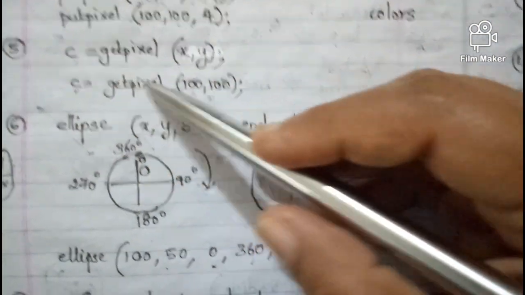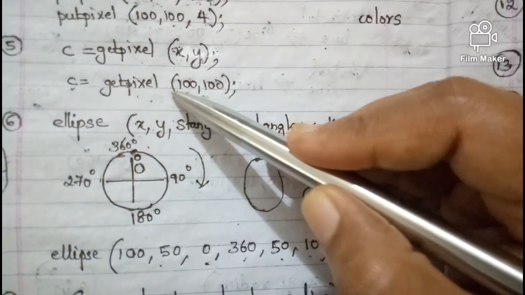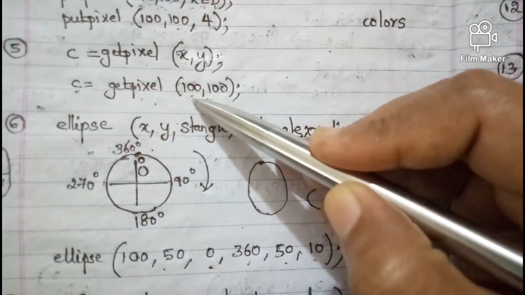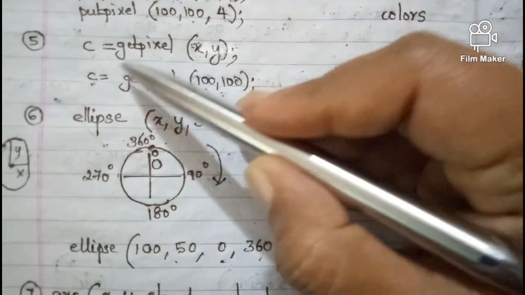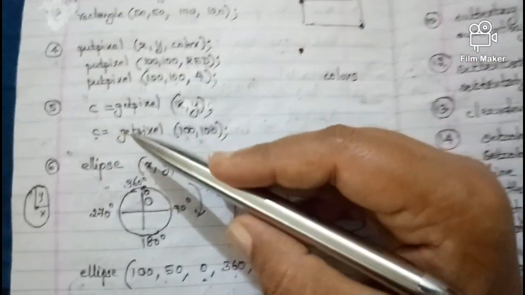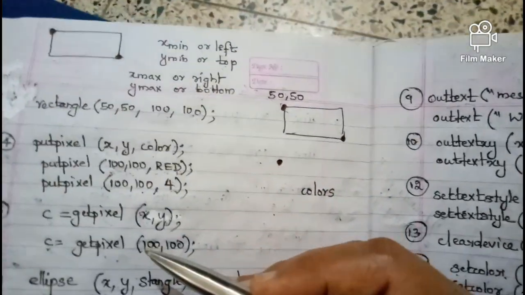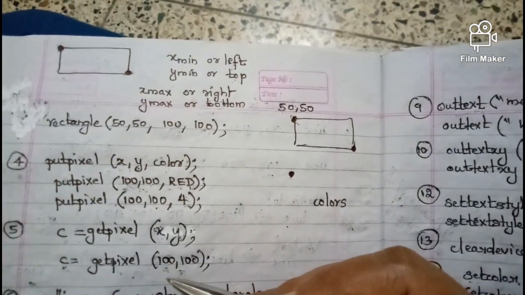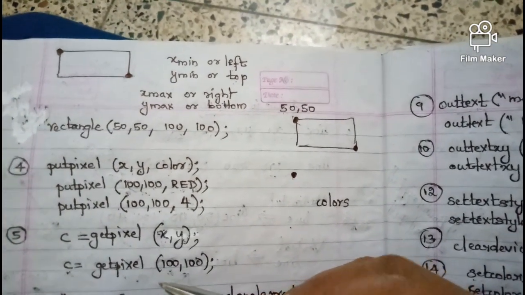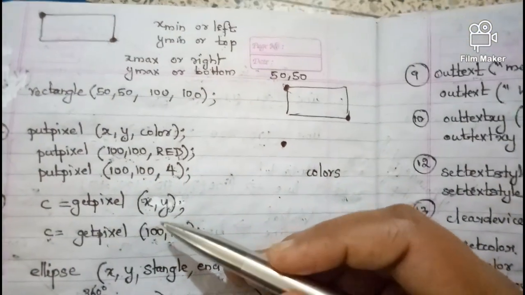I will give an example. If I am giving it like this, how will it work? Get pixel will get the color of the pixel at position 100, 100 and the color code is stored in the variable C. Clear? So these are some of the important functions. The remaining functions will be dealt with in the next session.